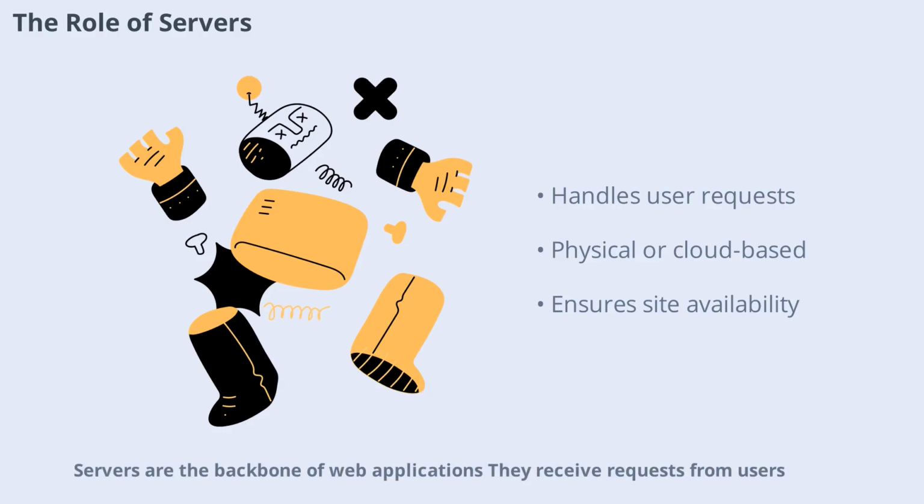Servers are the backbone of web applications. They receive requests from users, process them, and send back the right information. Servers can be physical machines or cloud-based services. Technologies like Apache, Nginx, and Node.js are commonly used to run web servers. They ensure that websites are available and responsive at all times. As we move on, let's look at how APIs help different parts of the web communicate with each other.